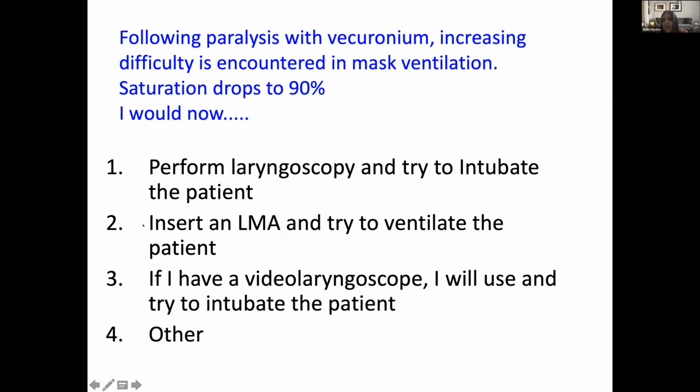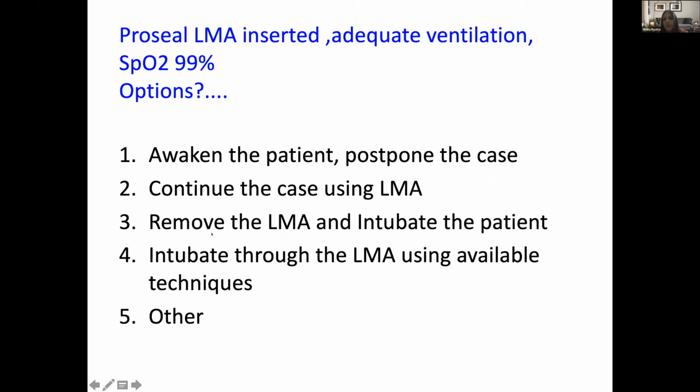Definitely try to put in a supraglottic airway device and try to ventilate the patient. Try to bring up the saturation, because mask ventilation is not possible. So you have to use your other lifeline. Okay. So it wouldn't be totally wrong to put in a video laryngoscope and try to intubate. But at this point, my priority is to optimize the oxygen saturation, right? So that's what I would do.